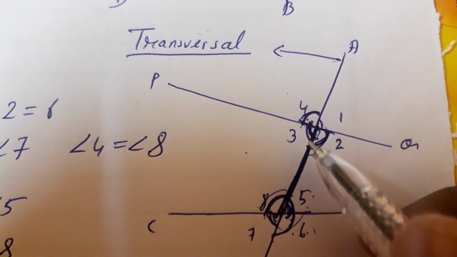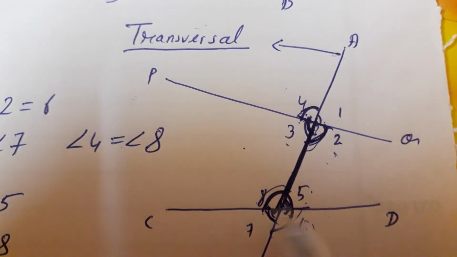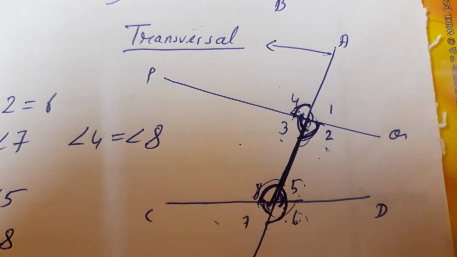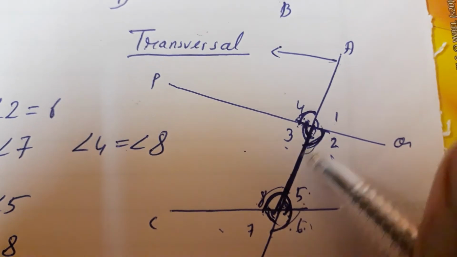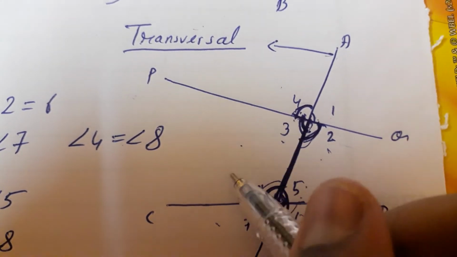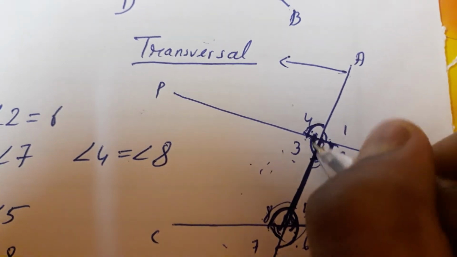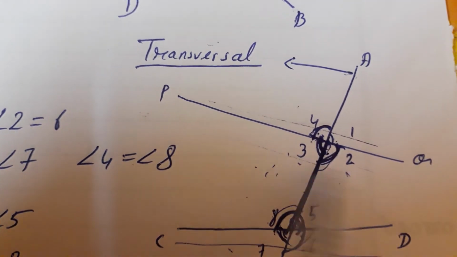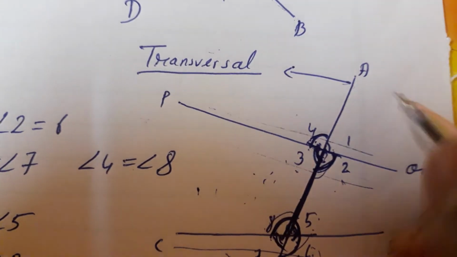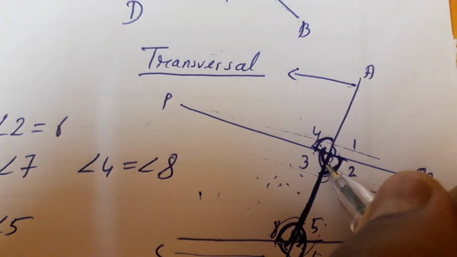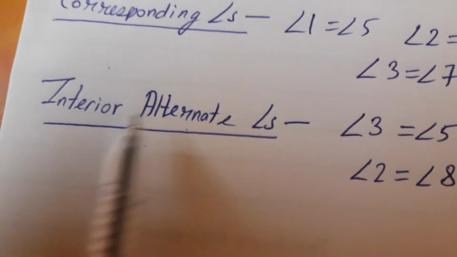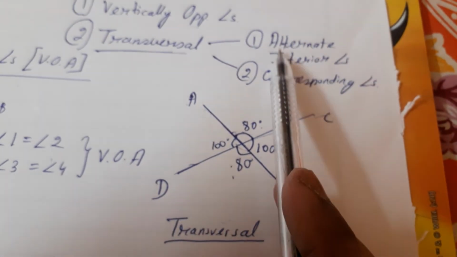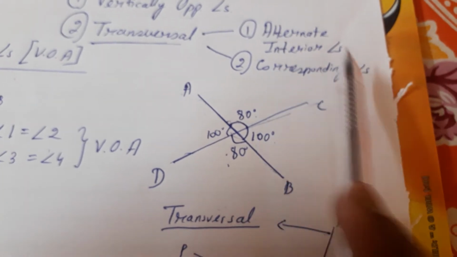These pairs, angle 3, angle 5, angle 2, angle 8, are called the alternate interior angles. See, alternate interior portion. Okay, both the lines, between the lines, this is the interior portion. So interior portion means alternate interior. See the name first, interior alternate, or it may be alternate interior angles. See the name carefully, alternate interior angles.